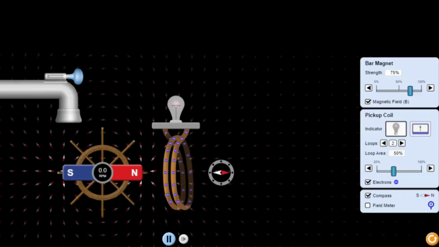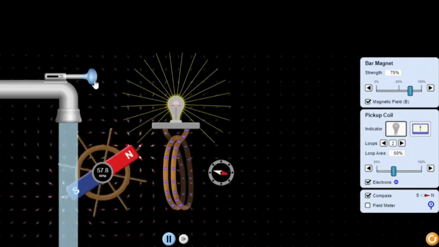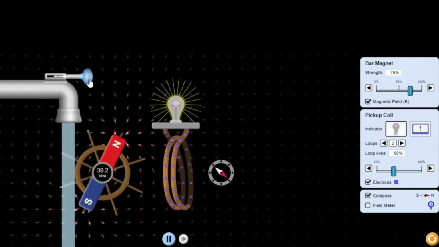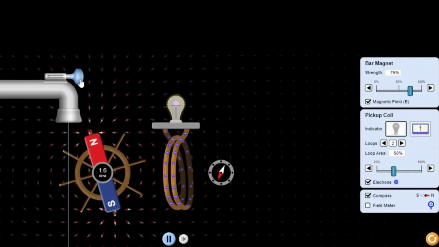This generator simulation is an interactive educational tool designed to help students understand the principles of electromagnetic induction. This simulation allows students to use a tap to run water over a magnet with north and south poles, inducing a current in a coil.